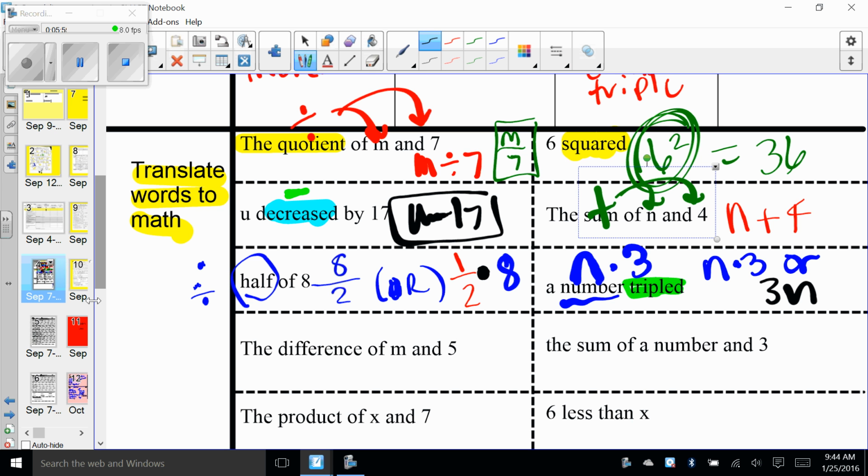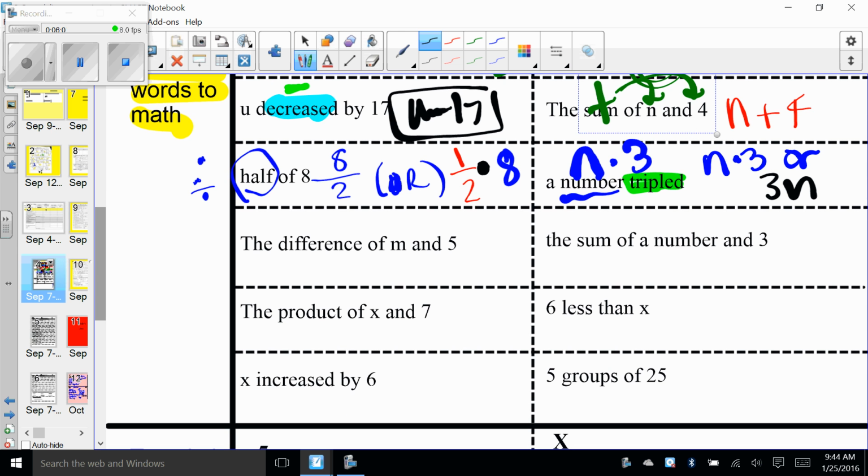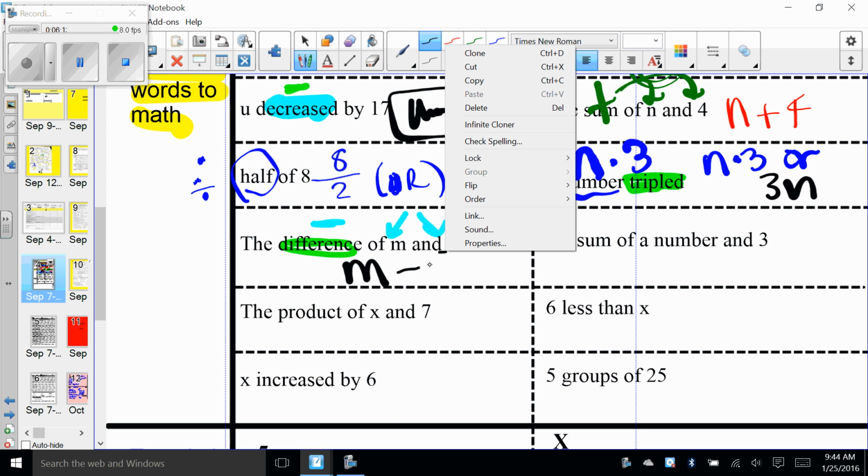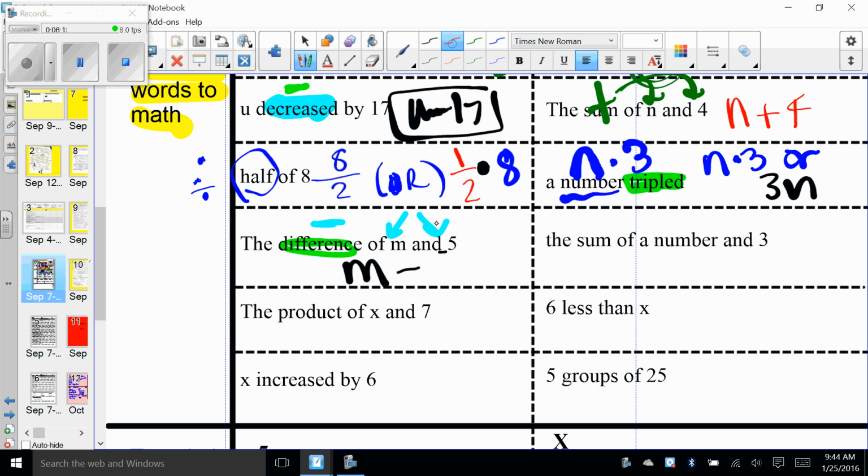Okay, keep plugging through here. Next problem, we have the word difference. We look at our notes above. Difference means to subtract. We've already tried one of those. Difference of m and 5. So we have the difference, which means we have m subtract 5. Difference of m and 5 is m minus 5.